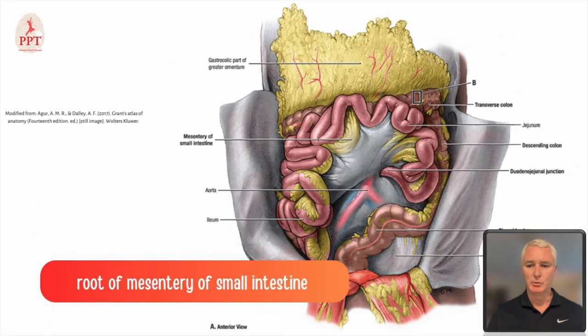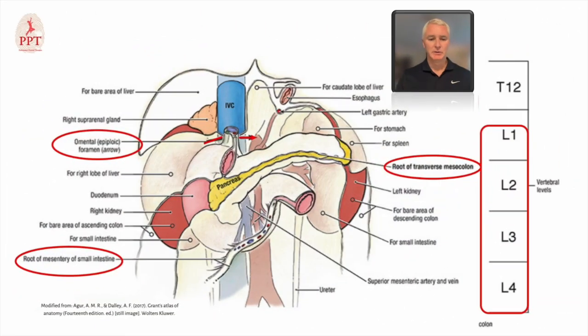So here's another view of it with the small intestine still attached. Now, the duodenum, that's the beginning of the small intestine from the stomach. It's actually behind the peritoneal cavity, and so is the pancreas.